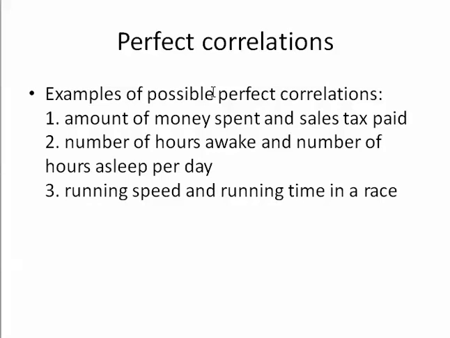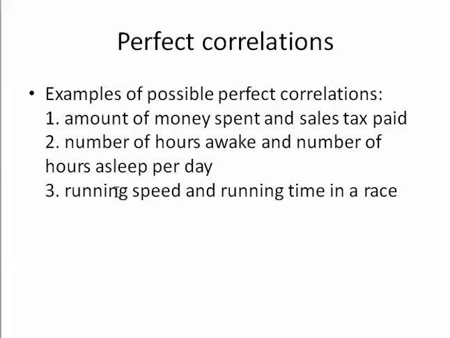A perfect correlation is a correlation that's perfectly consistent. It's a rule that's true 100% of the time. So these are some possible examples of perfect correlations. Let's look at this second example. When a person's hours awake per day goes up, and a person is awake more hours, the person's hours of sleep always goes down. A person, for example, who's awake 20 hours per day is always asleep 4 hours per day. A person who's awake 10 hours per day is always asleep 14 hours per day. So these two variables are perfectly correlated. You can't have a change in one without a change in the other.